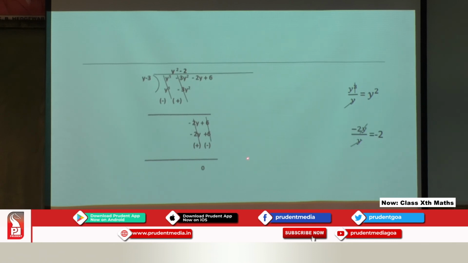Again we should do the subtraction. So, changing signs, negative is changed to positive, and positive is changed to negative. Now, here again you can see both the terms are cancelling. So, after cancellation we got the remainder as 0. So, here we got the quotient as y square minus 2, but in this question we have to find the value of g of y, that is the divisor. Therefore, g of y is equal to y square minus 2. This is the value of g of y.